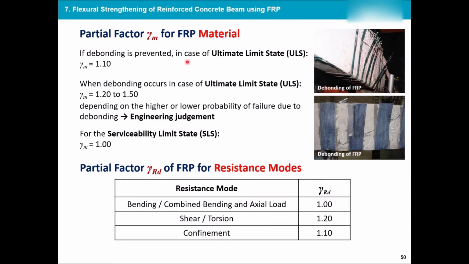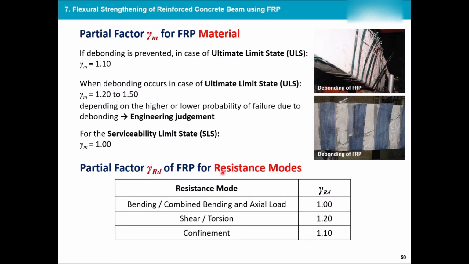The partial factor of FRP for material depends on whether you're considering serviceability limit state or ultimate limit state, and whether you're considering debonding happening or debonding prevented. Depending on all of these, there will be a factor. As you can see, it's 1 or 1.10 or 1.20 or 1.50. Depending on the design, either your client or the situation will tell you what the factor is, or the factory will tell you, or you can find it from the code. So you will always be given what that partial factor is.